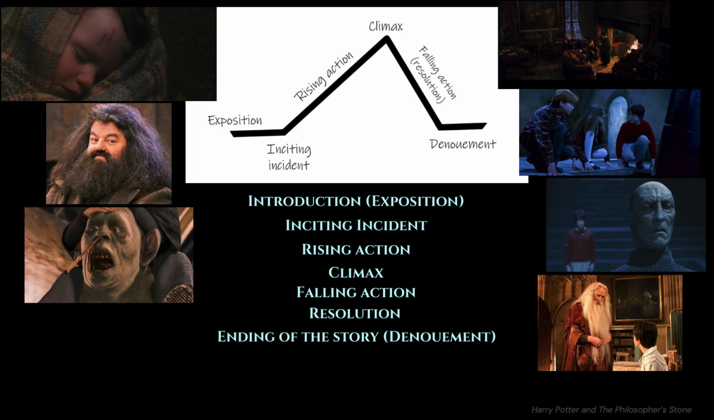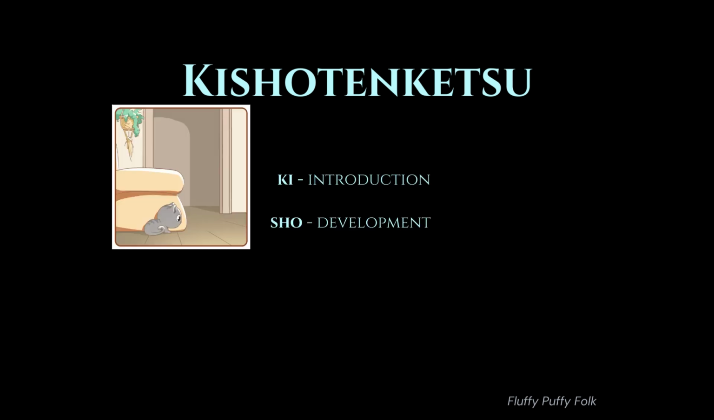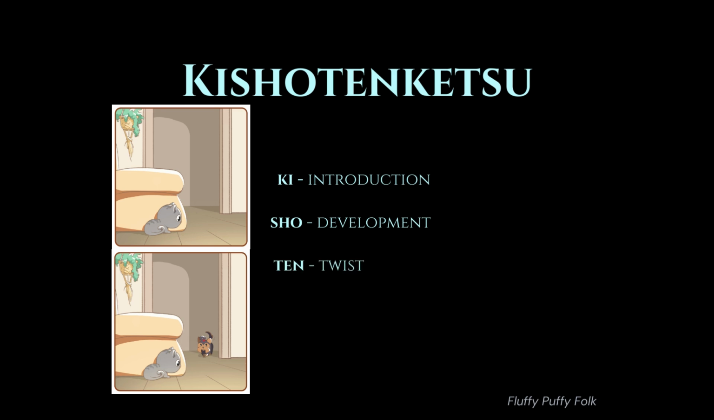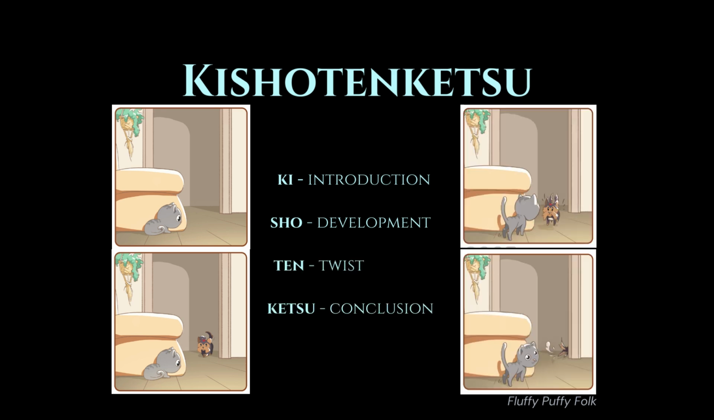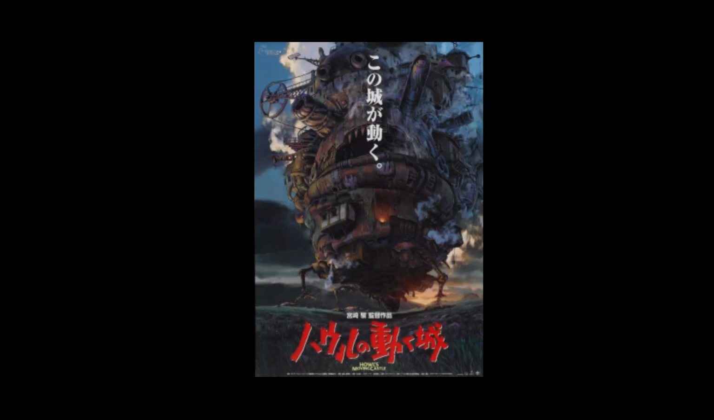And yeah, one little thing. Actually, there exists another scheme of the plot, Kishotenketsu. As you guessed by the name, it came from Asia. The short description of it is Ki, introduction; Sho, development; Ten, twist; and Ketsu, conclusion. This scheme is very visible in Hayao Miyazaki's animation, and in fact it's kind of how most anime and manga stories work.